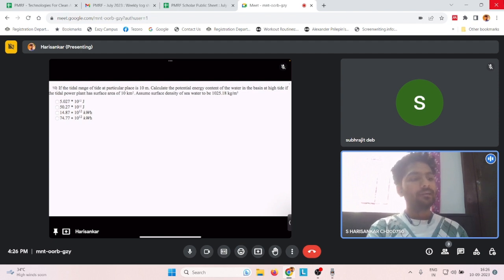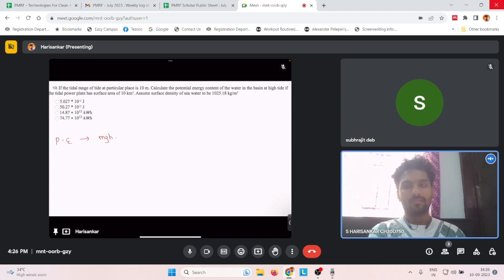If the tidal range at a particular place is 10 meter, calculate the potential energy content of the water in the basin at high tide if the tidal power plant has a surface area of 10 kilometer square. Assume the density of water to be 1025.18 kilogram per meter cube. So here again we need to find the potential energy content of the water in the basin at high tide.